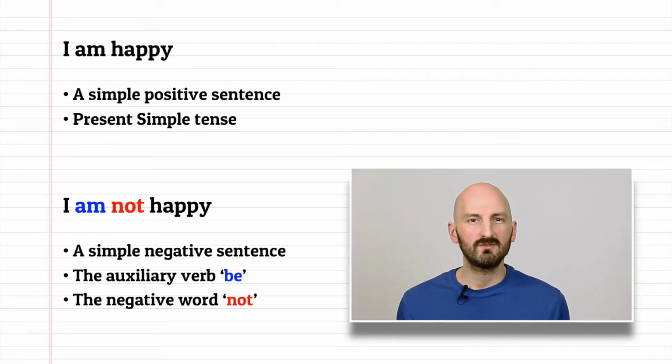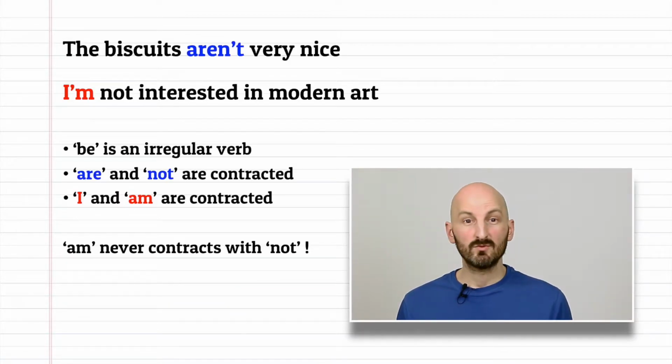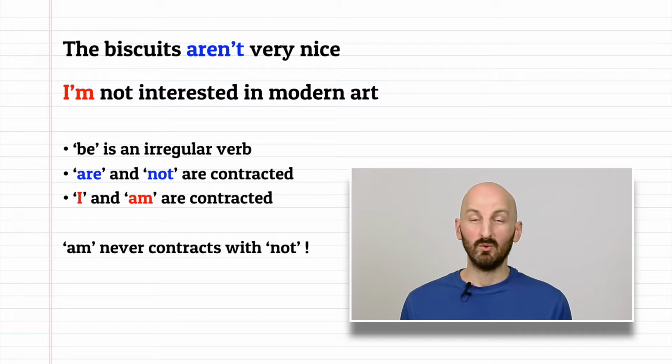So where's the auxiliary verb? What about the auxiliary verb do? Well, there's no need to use do because be is already an auxiliary verb. When we talk about states, the verb be is already the auxiliary, so we just add not. Remember, the form of the auxiliary verb be changes when we use a different subject, exactly the same as all other verbs. Other examples include the biscuits aren't very nice and I'm not interested in modern art.